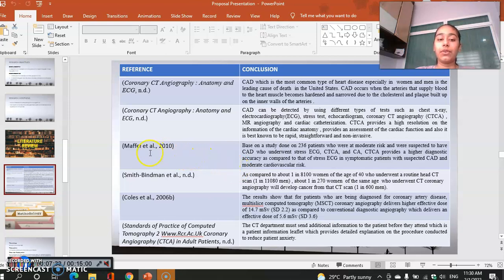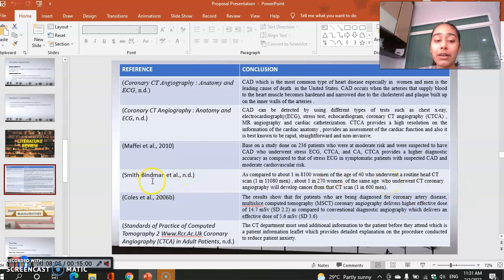Next is Maffei et al. 2010. This is based on a study done on 236 patients who were at moderate risk and were suspected to have CAD, who underwent stress ECG, CTCA, and CA. It turns out CTCA provides a higher diagnostic accuracy as compared to stress ECG in symptomatic patients with suspected CAD and moderate cardiovascular risk.